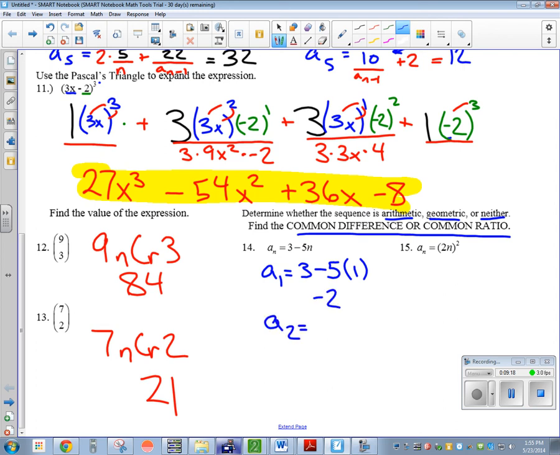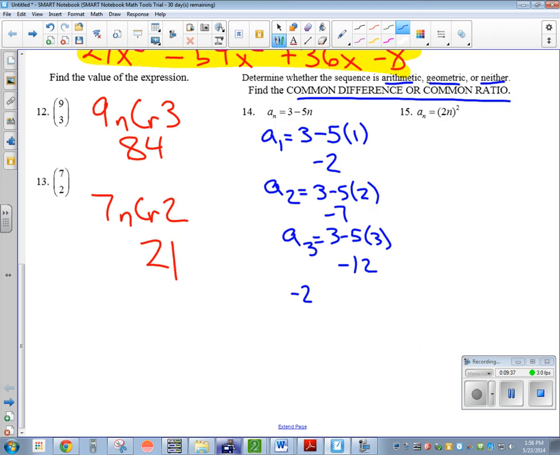And then I would plug in 2. So 3 minus 5 times 2. So that's 3 minus 10. So that's minus 7. And then I would do a sub 3. 3 minus 5 times 3. 3 minus 15 is negative 12. So my pattern goes negative 2, negative 7, negative 12. I'm subtracting 5 each time. So this problem is arithmetic. And the difference is minus 5 because I'm subtracting 5 each time. So it's an arithmetic sequence and I'm subtracting 5.